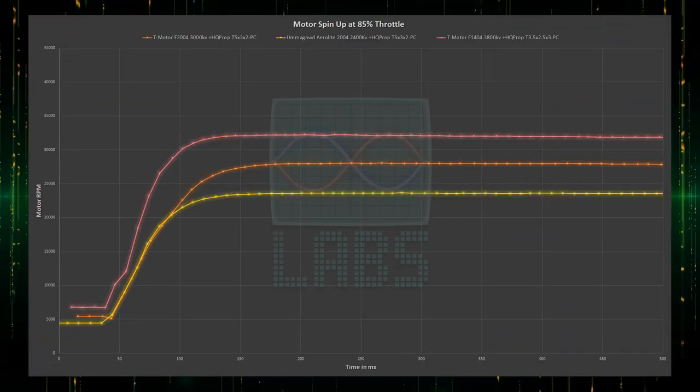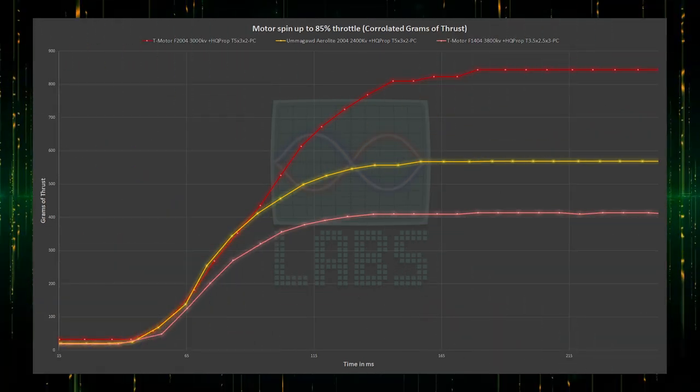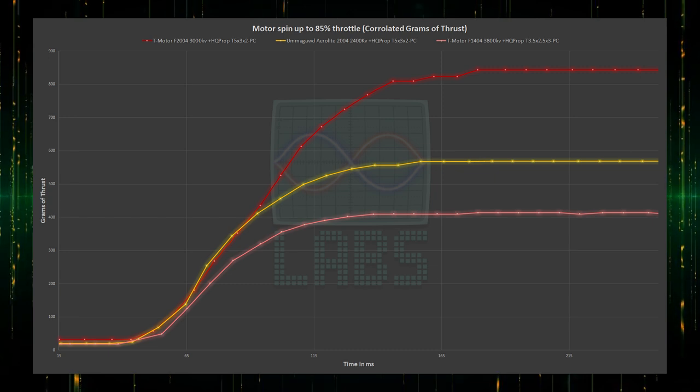Looking at the time it takes for the motors to spin up from idle to 85% throttle, the higher KV in orange does seem to have some delay getting to the target throttle. If we correlate the RPM to thrust, the delay is just as noticeable, albeit for more thrust.